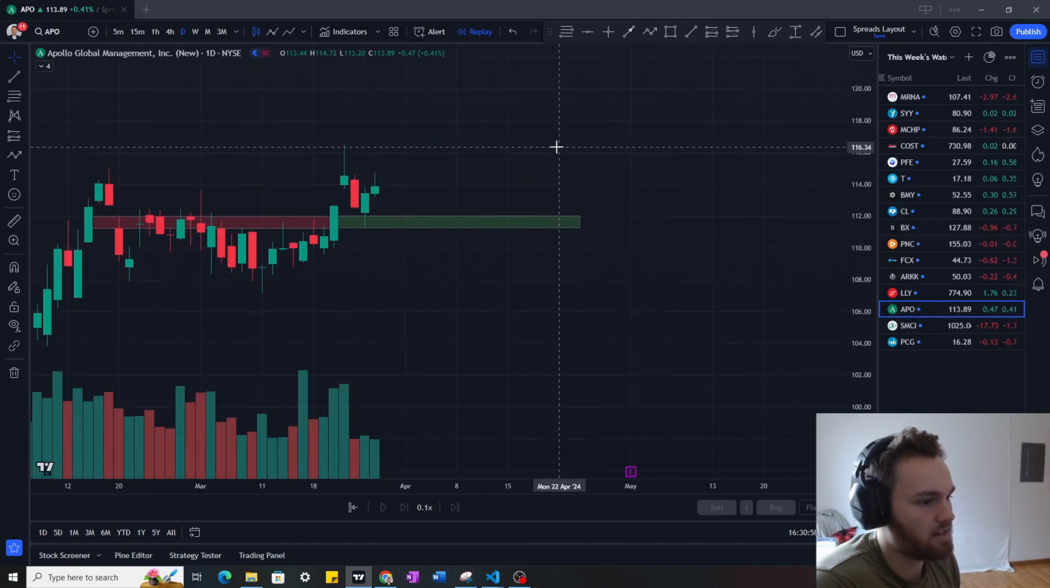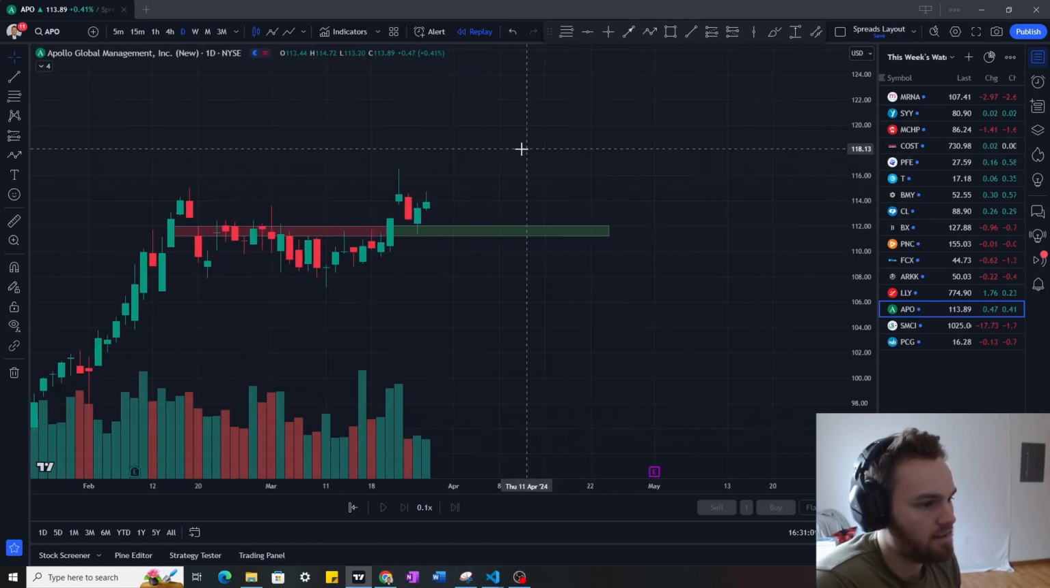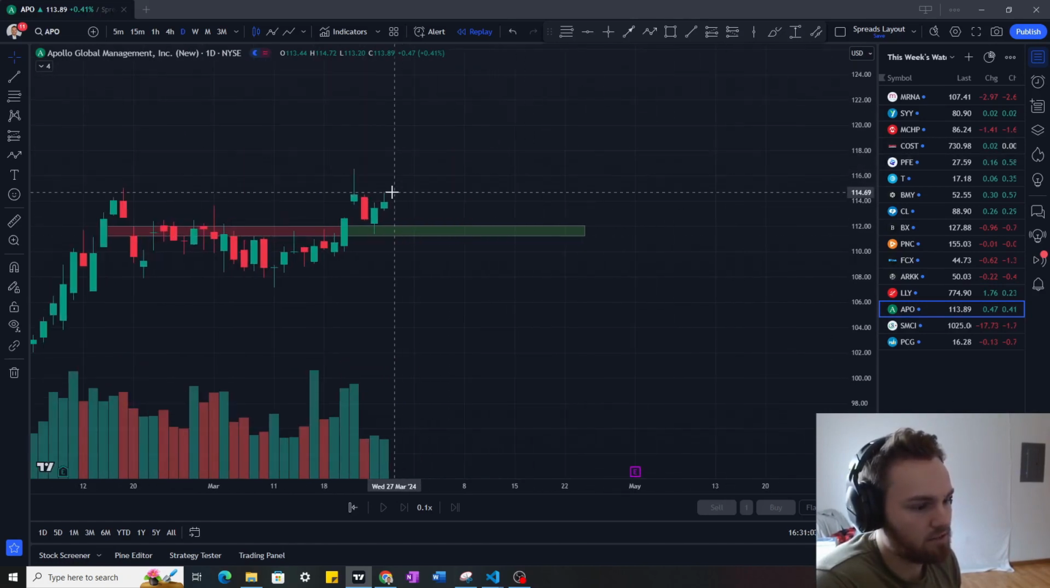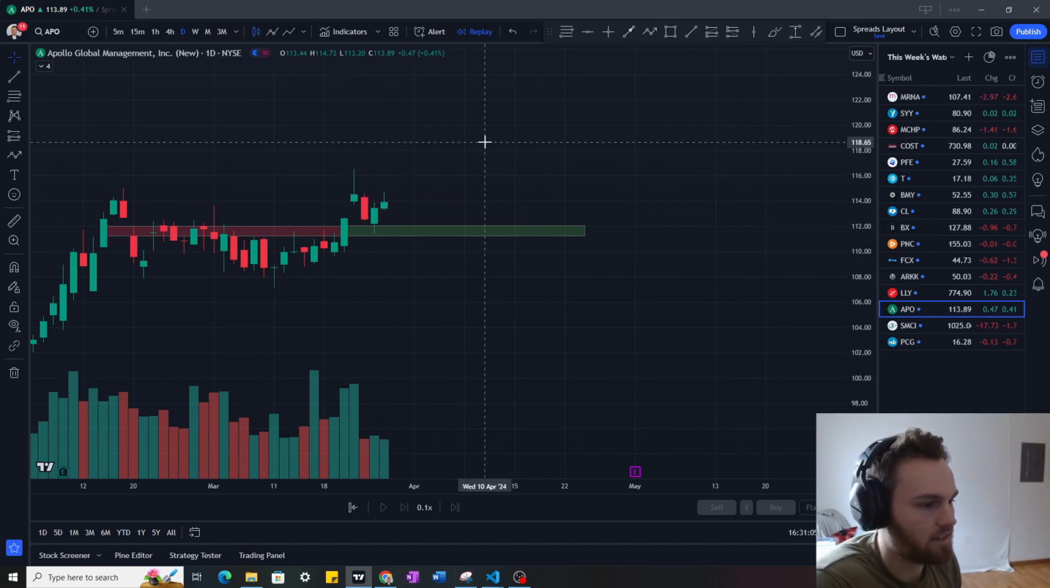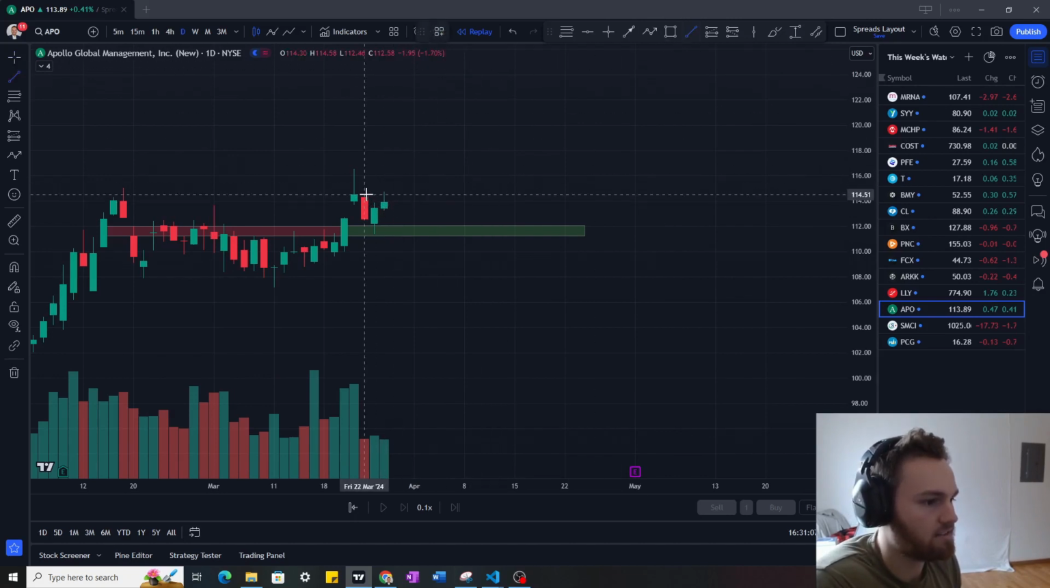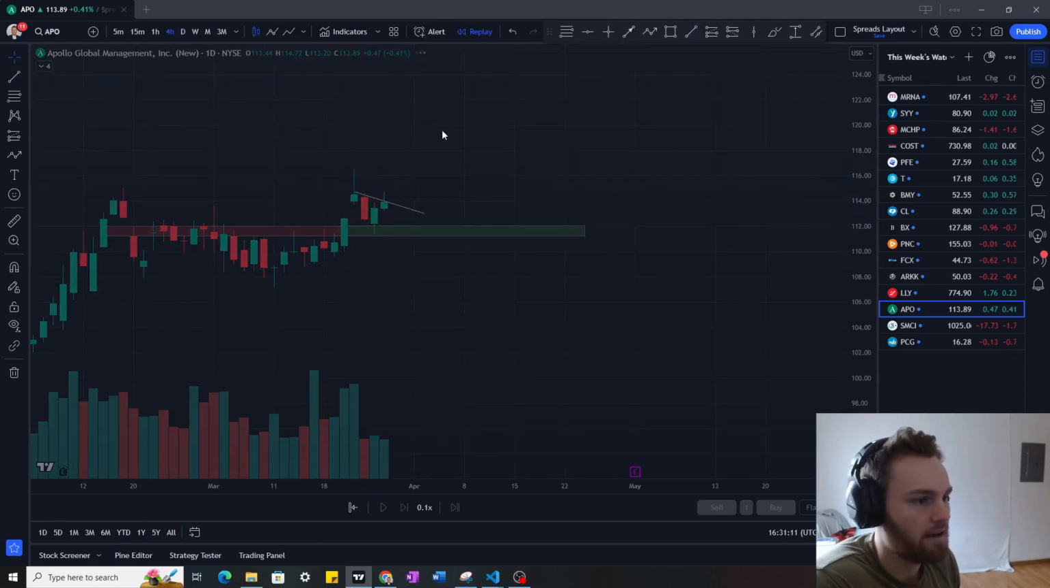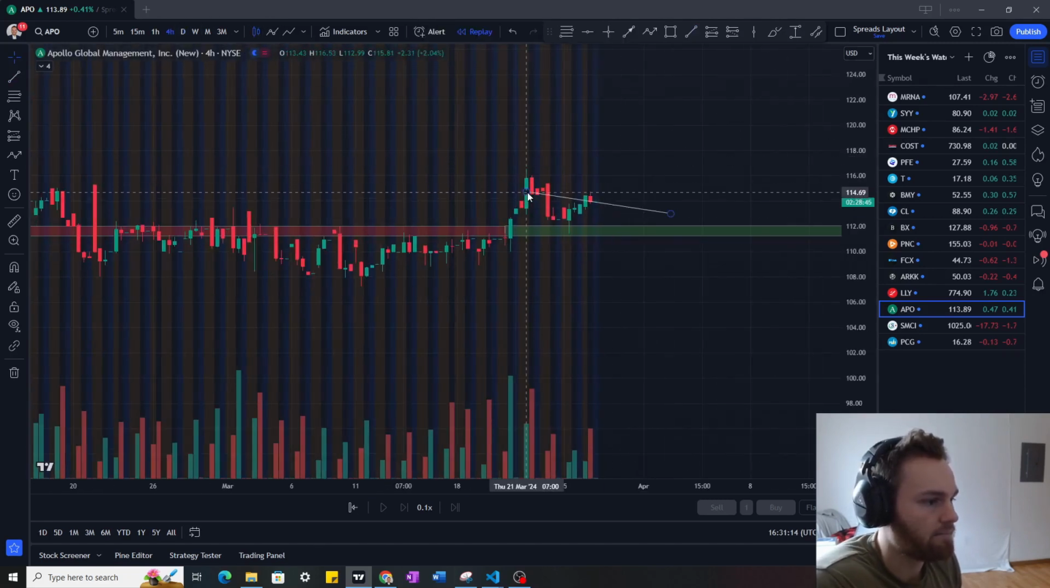APO, we did take a trade in Apollo Management today. I don't like the top wick that it created and the low volume, so I think this is likely going to retest demand again. I think it's very likely that this is flagging or something through here. Let's go take a look.